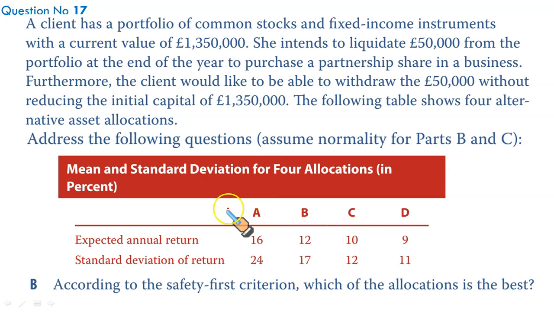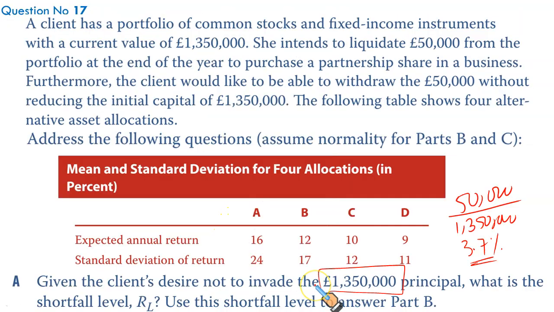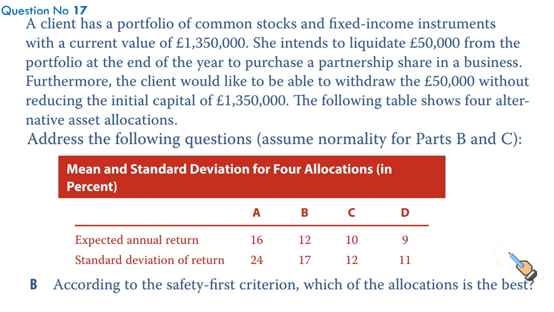Apply the safety first formula for all. It says here to use the shortfall level to answer part B. This 3.7 will be used as the minimum threshold return. Let us calculate the safety first ratio for A. I hope you remember what I'm doing.